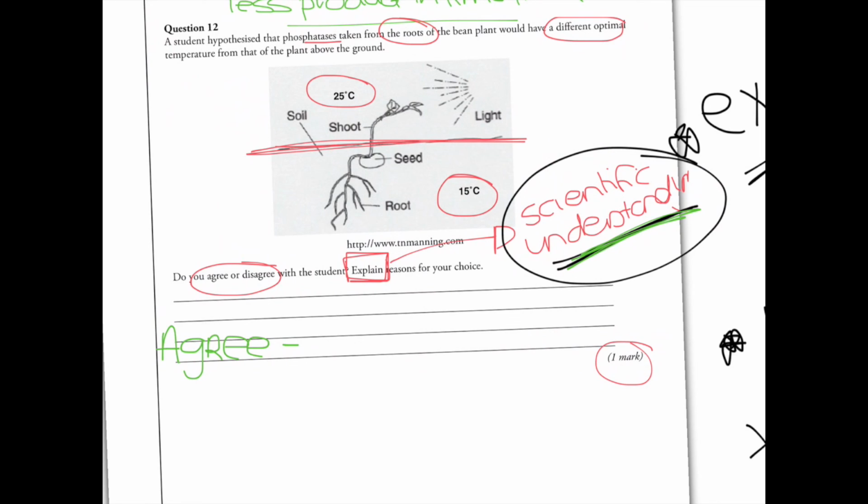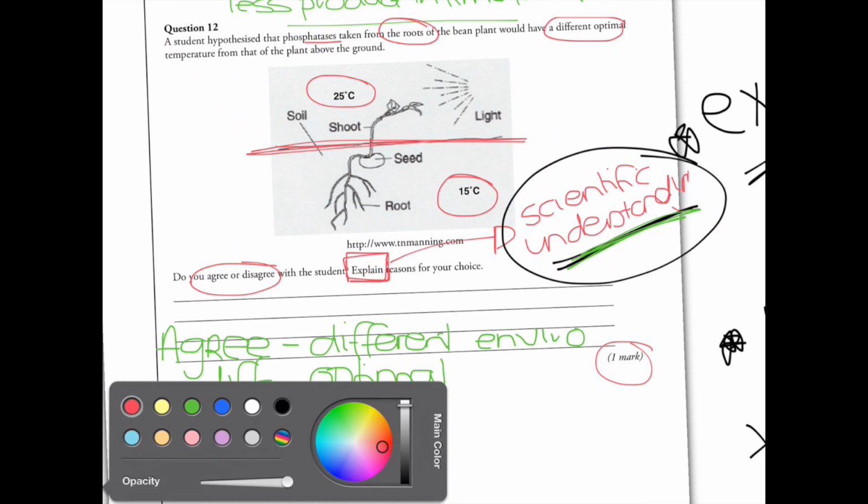Because the roots grow in soil at 15 degrees, it would be expected that their optimal temperature would be around that, and the same with the above ground, which is exposed most of the time to 25 degrees. So with agree, you might say they have different environments, so it makes sense for them to have different optimal temperatures due to that. Sorry, I'm just going to dot point it because I run out of room.